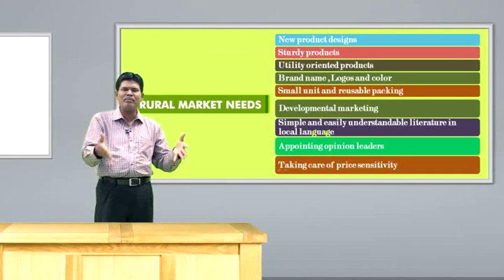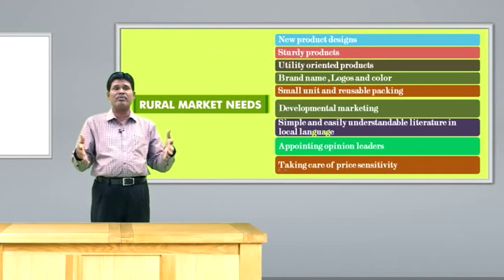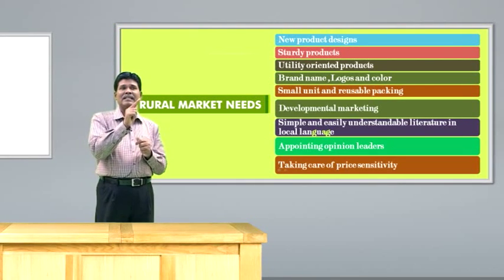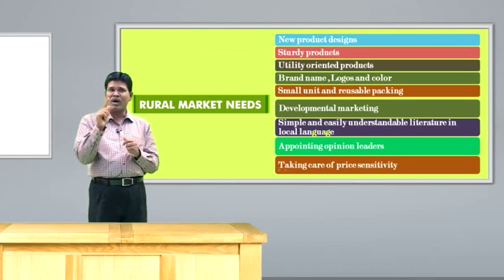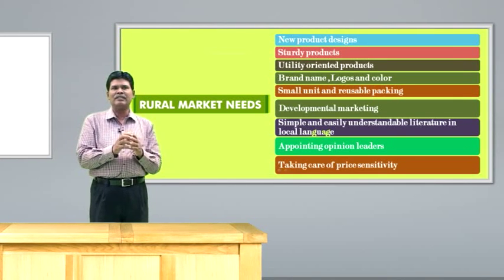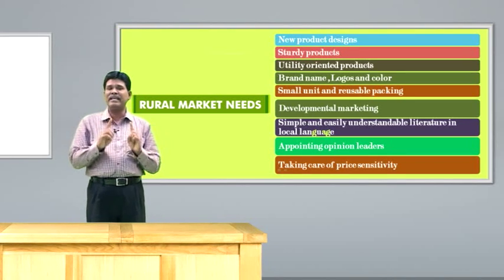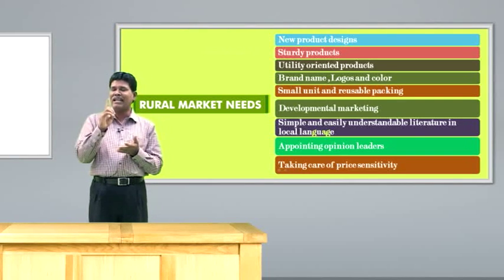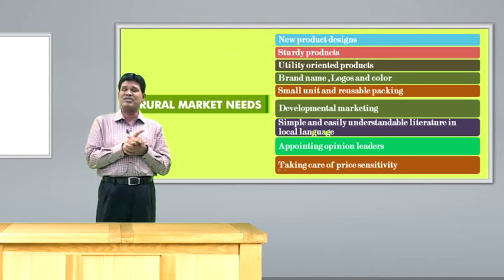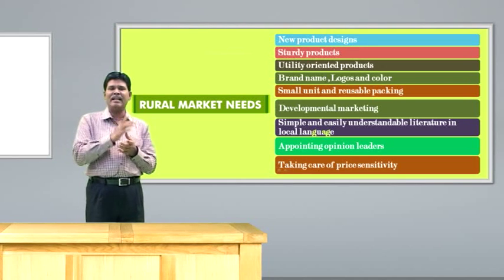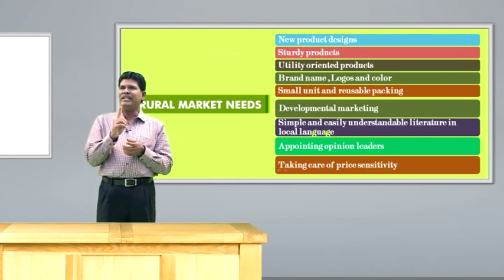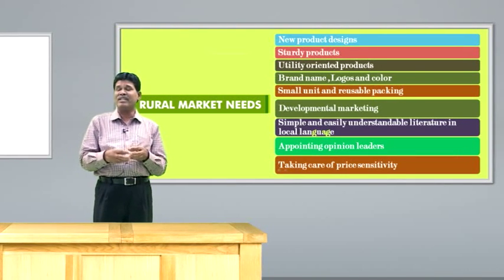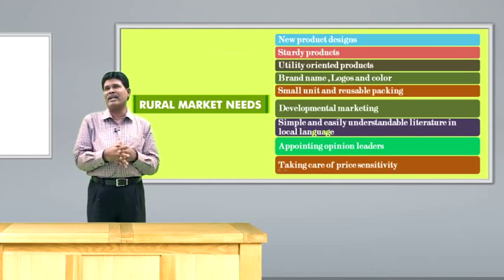You should evolve your own methodology, and you should also market your products with a development mechanism, in the sense that education and information are warranted. You cannot simply try your product with the rural markets. It should be based on an educational process, and you should use the local language for promoting your products, and you should take into confidence, as I said earlier, appointing or convincing the opinion leaders. All these things, including price sensitivity, will help you to market your product well.